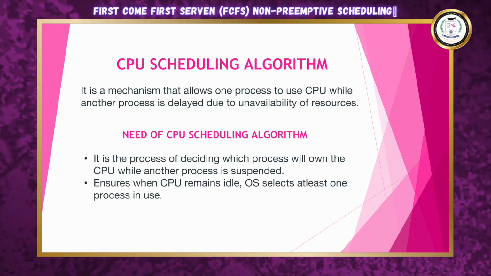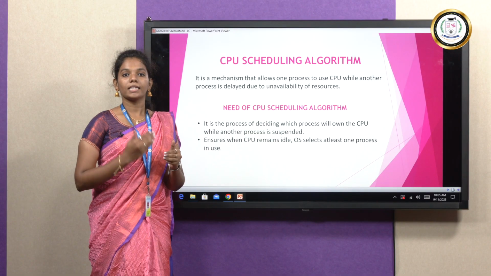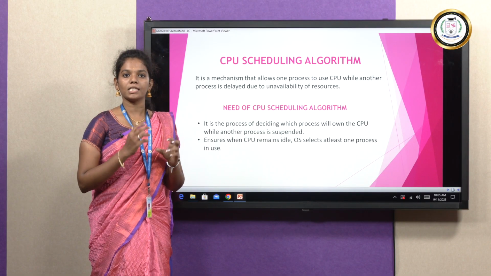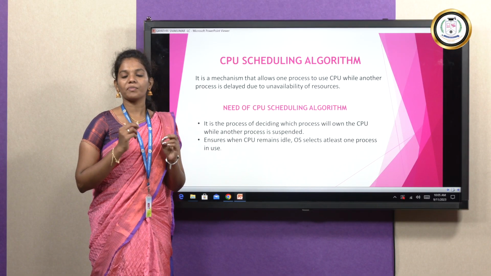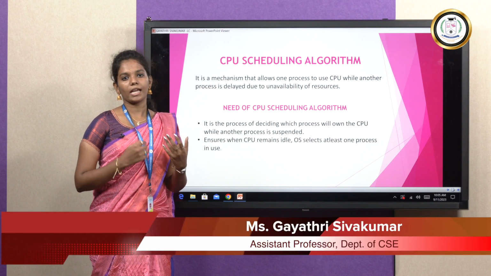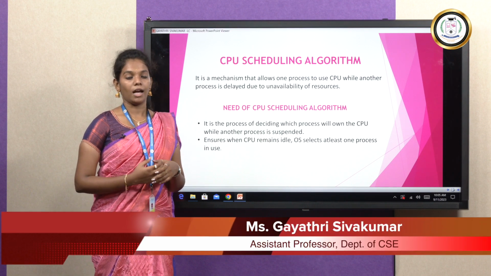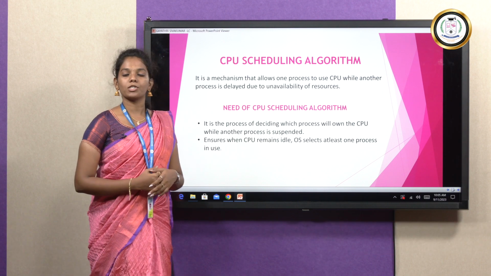What is a CPU scheduling algorithm? It is a mechanism which allows a process to use the CPU while another process waits till the CPU completes, because of the unavailability of resources like input, output, etc. And here are the needs for a CPU scheduling algorithm.